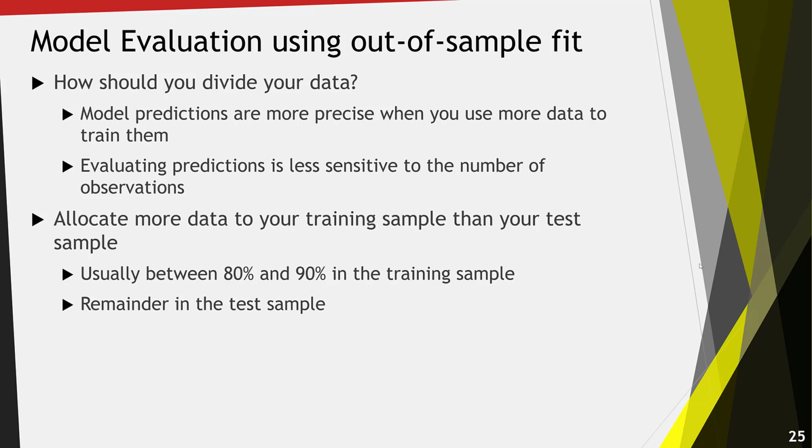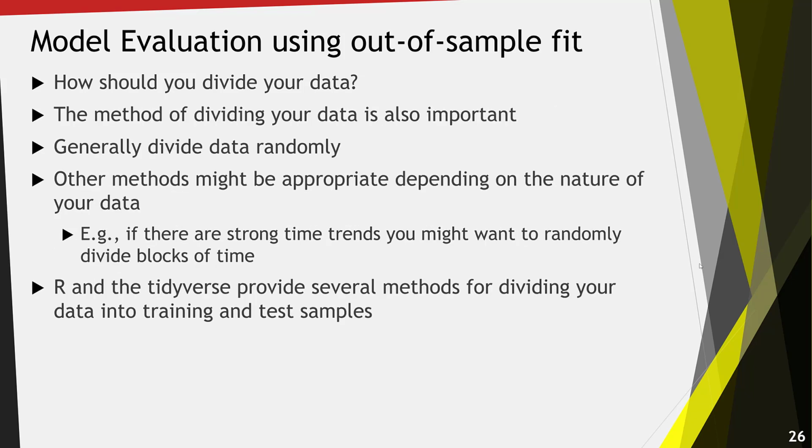Usually people allocate between 80 and 90% of the data to their training sample and the remainder to the test sample. There's no one correct number, and it really depends on how much data you have and the type of modeling tool you're using. The method you use to divide your data is also important. Generally, you're going to divide your data randomly. This way, your training and test samples are similar, but don't contain any overlapping observations.